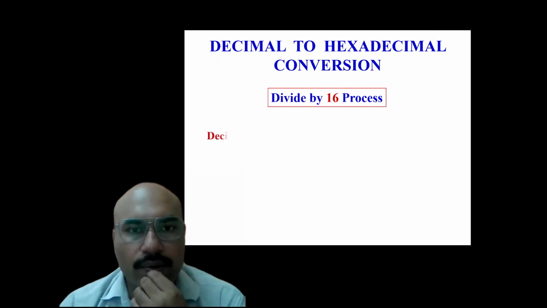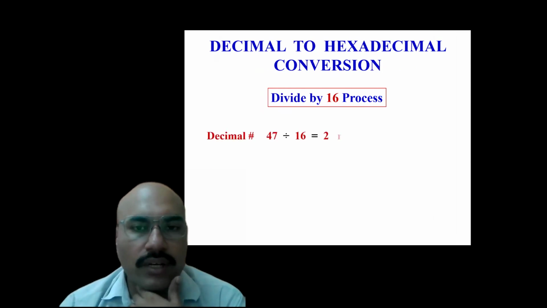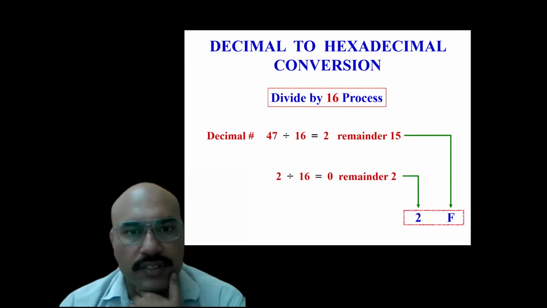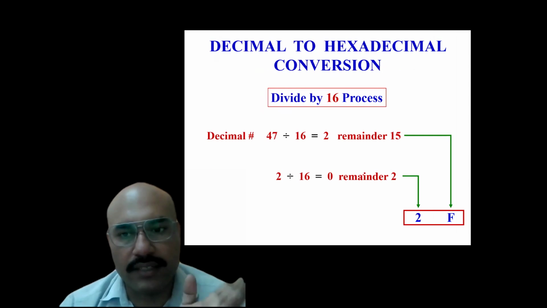Similarly, the same process that I have told you, if you want to convert any decimal number to hexadecimal, you divide by 16 and you can get the results. So if you want to convert 47 to a hexadecimal number, you can divide by 16 and get the result.